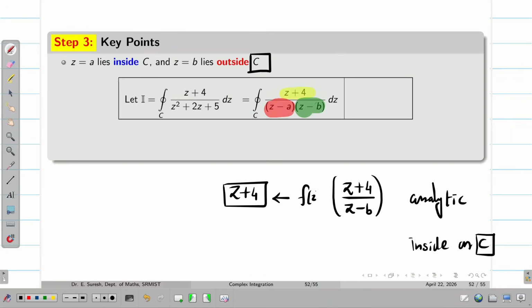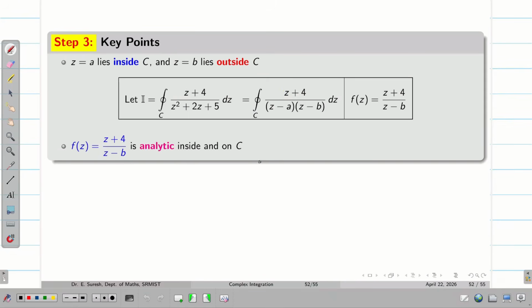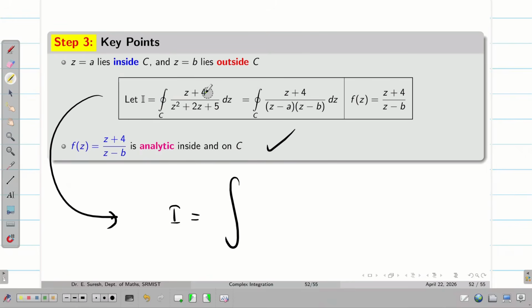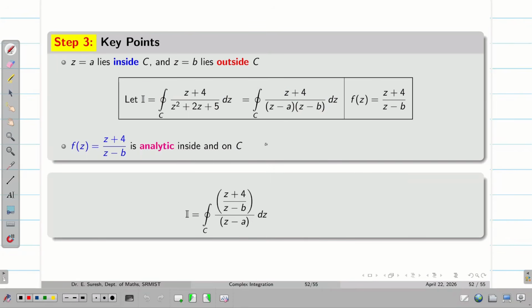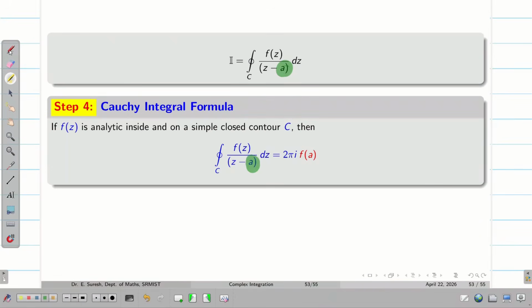So we will assume this as f of z, and we conclude f of z is analytic inside and on C. Next we have to rewrite capital I. Since (z plus 4) divided by (z minus b) is analytic, I will take this to the numerator. Since the singular point z equal to a lies inside C, we will keep z minus a in the denominator. Rewriting this, integral over C f of z divided by (z minus a) dz. Next, we have to compare this with Cauchy integral formula. In both the cases, we have the singular point a. So capital I is equal to 2 pi i into f of a.